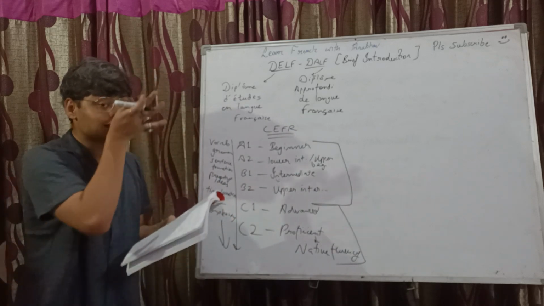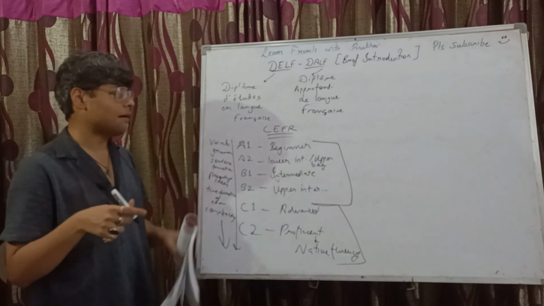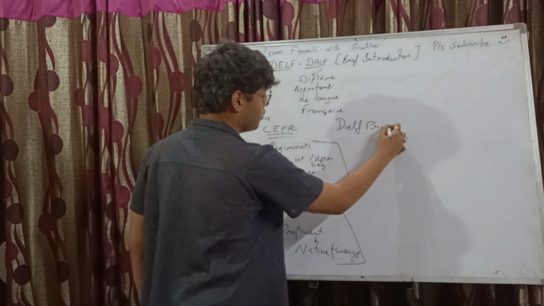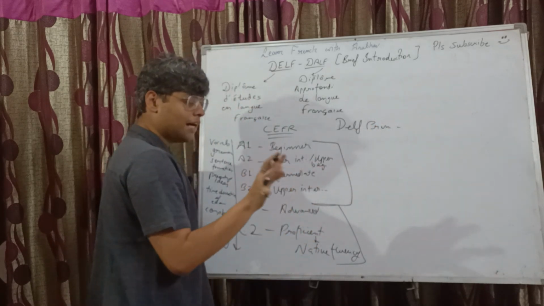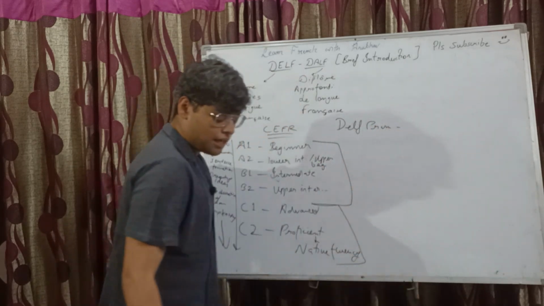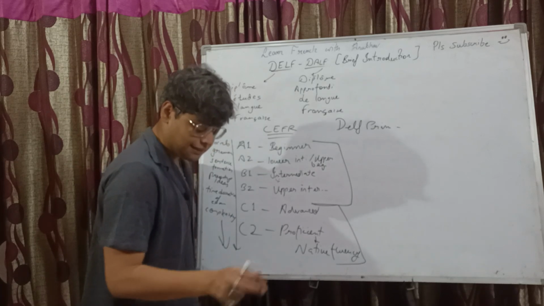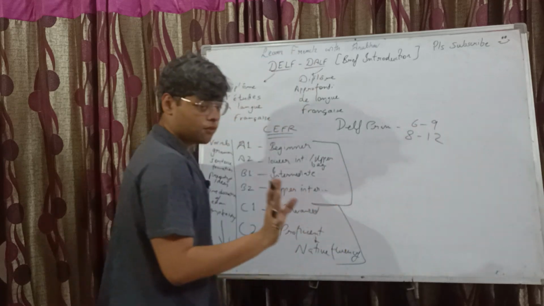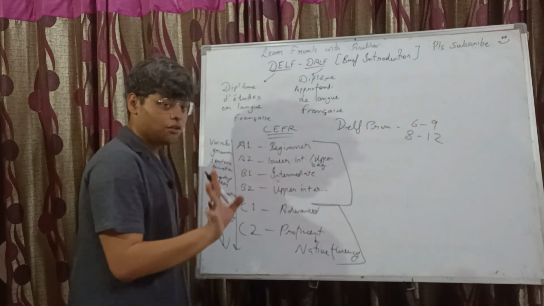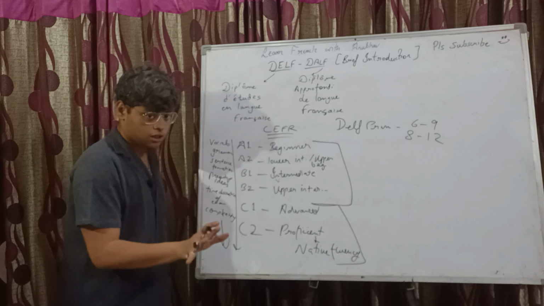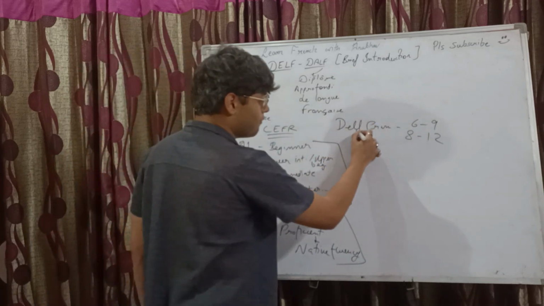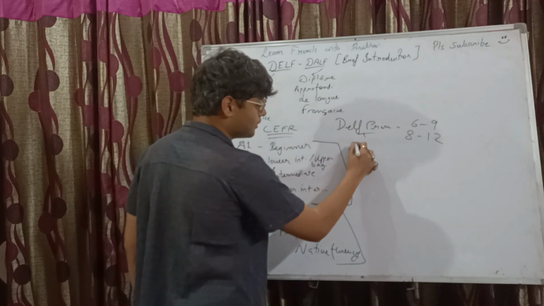Now let's talk about the subcategories of the DELF exam. We have DELF Prim. Now one website was giving the age group for DELF Prim as 6 to 9, and another one was giving 8 to 12. So for this you need to contact your nearest Alliance Française and ask what age group they are following for DELF Prim. DELF Prim stands for primary, of course.